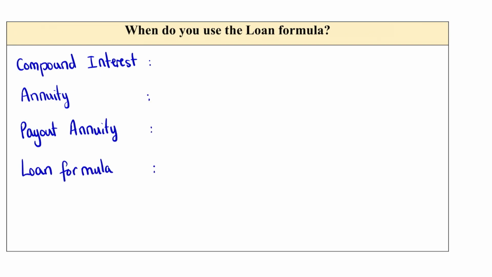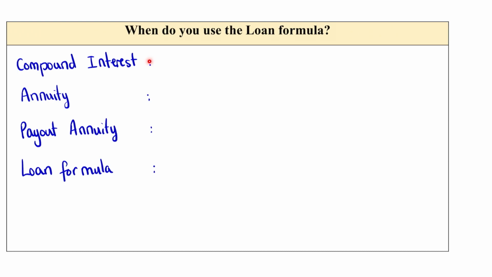So far, we have the compound interest formula, annuity formula, payout annuity formula, and loan formula. So how do I know when to use the loan formula? How do I know when to use the payout annuity formula? How do I know when to use annuity? And how do I know when to use the compound interest?